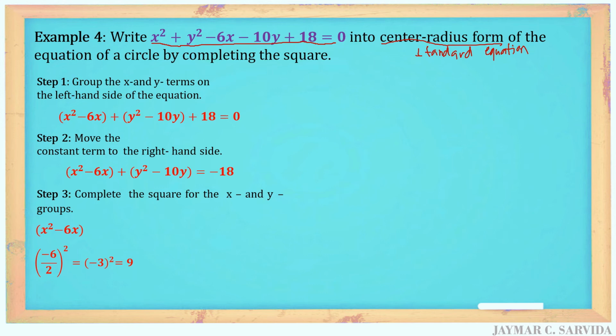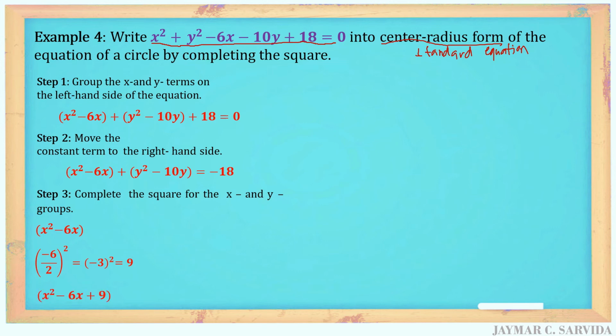Always, don't forget always the exponent here. Then negative 6 divided by 2 is negative 3. And negative 3 squared is equal to 9. Okay? So the result is, i-add natin doon sa ating x group. Add the result to the x group.